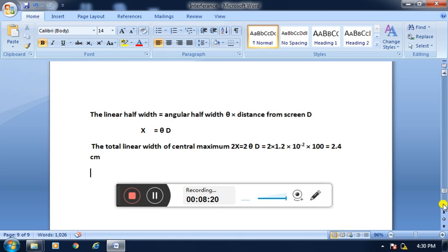This is all about some numerical problems on diffraction. I request all students to kindly work on numericals on the same pattern.